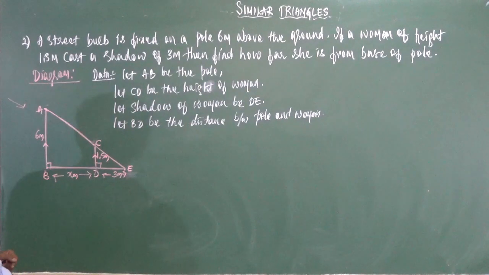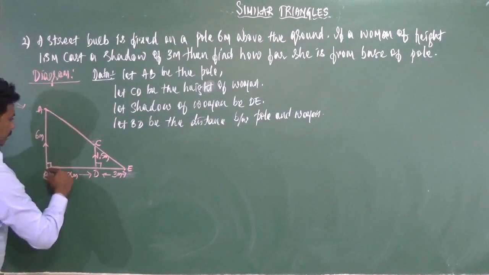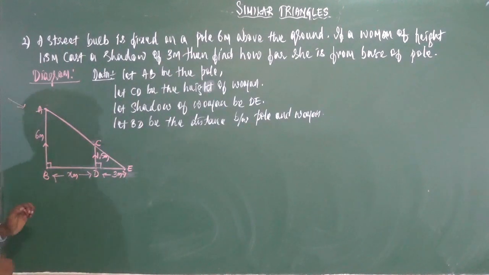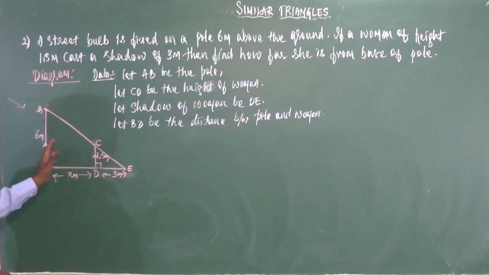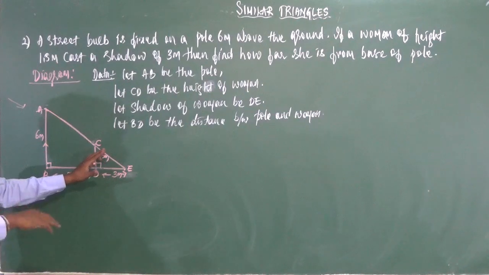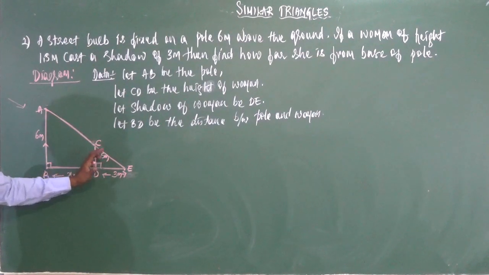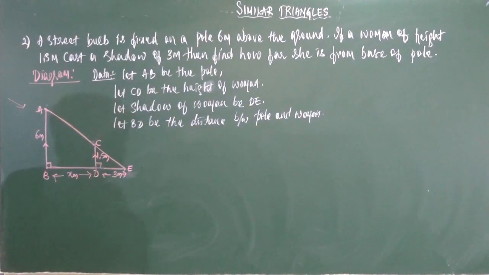Now we will get into the problem. We will select two triangles here as usual: triangle ABE and triangle CDE. So in the first step we will prove that both the triangles are equiangular, hence we will prove that they are similar. We will take the proportionality and then we will find out the unknown. So this is the mind map for the problem, right?